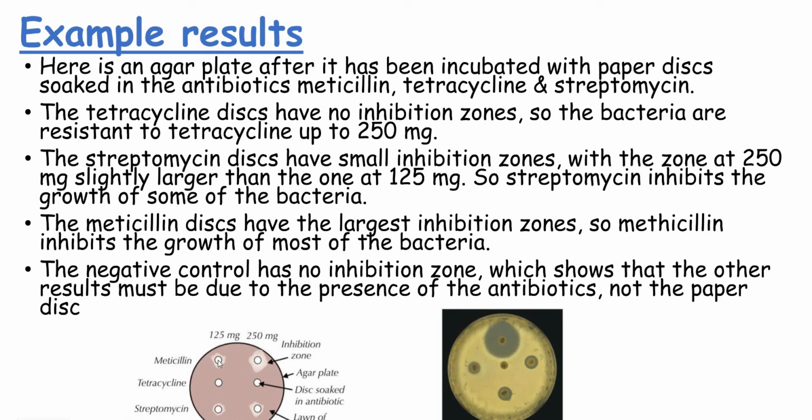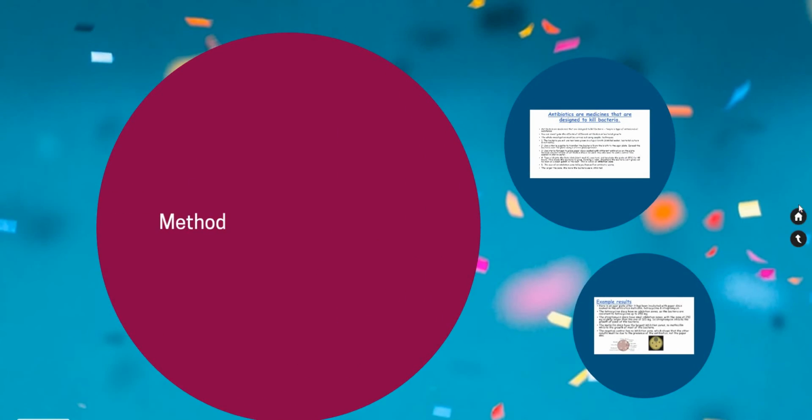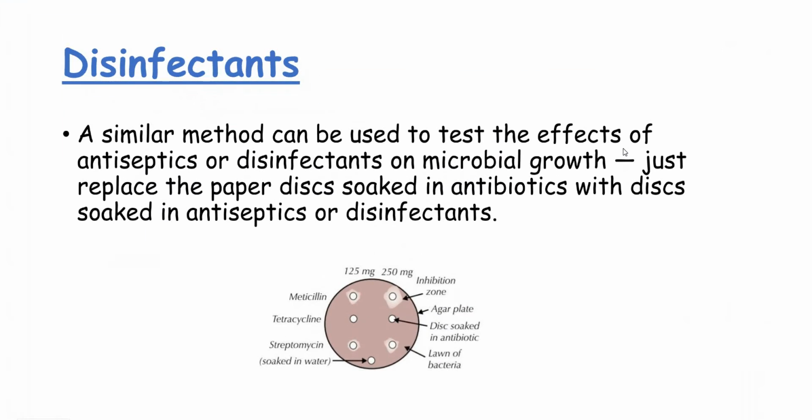The methicillin discs have a larger inhibition zone. So methicillin inhibits the growth of most of the bacteria. And then the negative control has no inhibition zone, which shows that the other results must be due to the presence of the antibiotics, not paper. A similar method can be used to test the effects of antiseptics or disinfectants on microbial growth. Just replace the paper disc soaked in antibiotics with discs soaked in antiseptics or disinfectants.